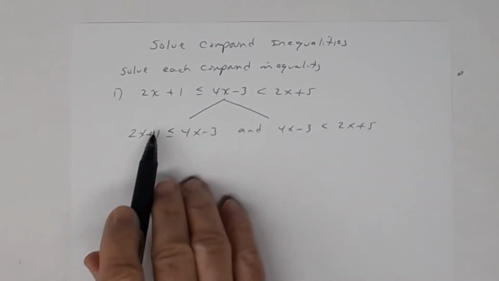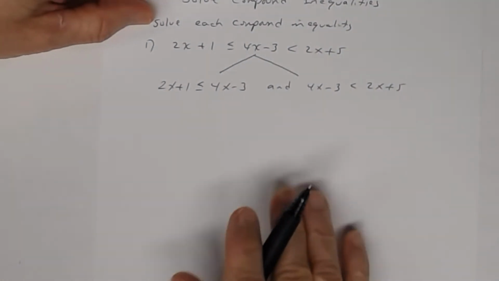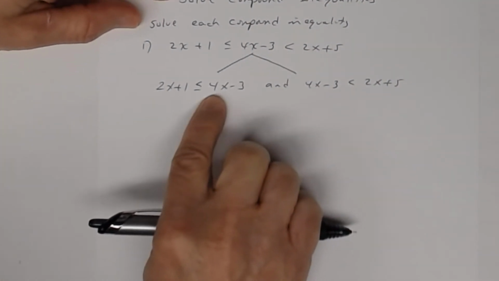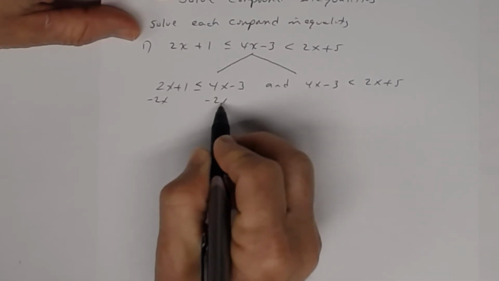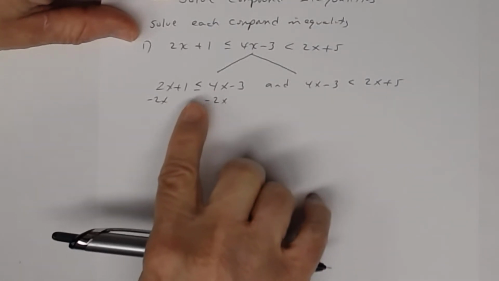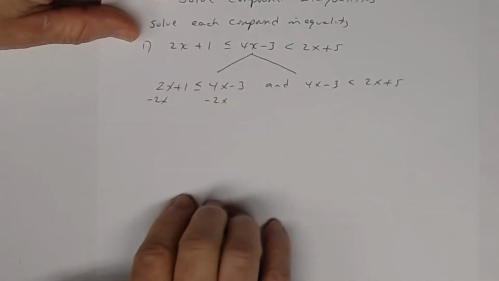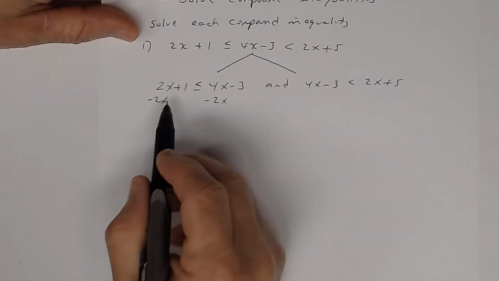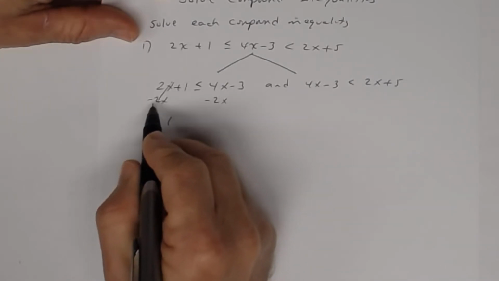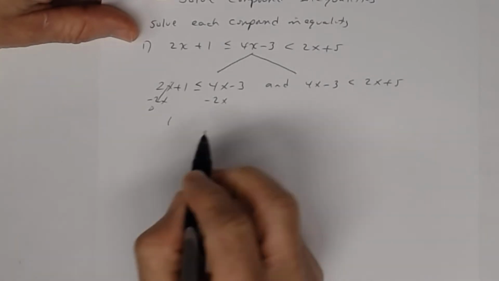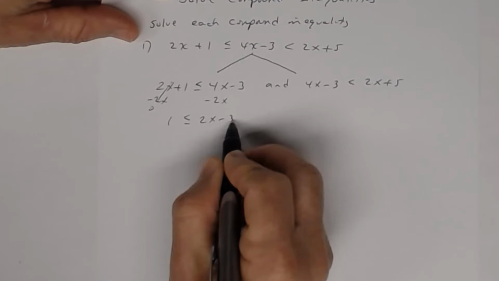All right, let's solve this simple inequality. Since 4x has a positive coefficient here, I'm going to subtract 2x from both sides. Let's bring all the variables to one side. In all the problems we're going to do, those are linear inequalities, so they're easy to solve. 2x minus 2x is 0. 0 plus 1 is 1. Combine like terms, and we get 1 is less than or equal to 4x minus 2x, which is 2x, minus 3.